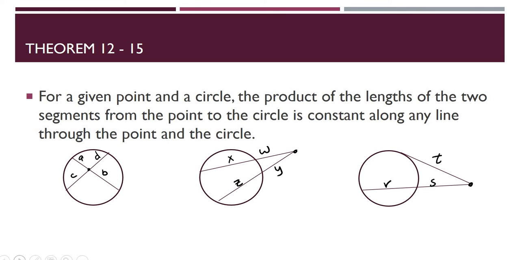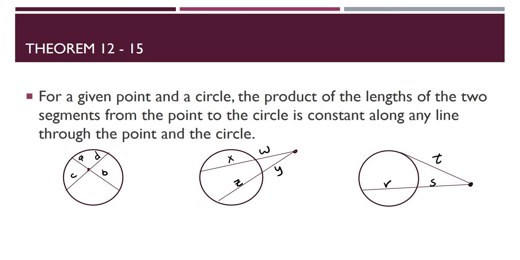Theorem 12.15: for a given point and a circle, any point, inside, outside, whatever, the product of the lengths of the two segments from the point to the circle is constant along any line through the point and the circle. Let's take a look at what that means.